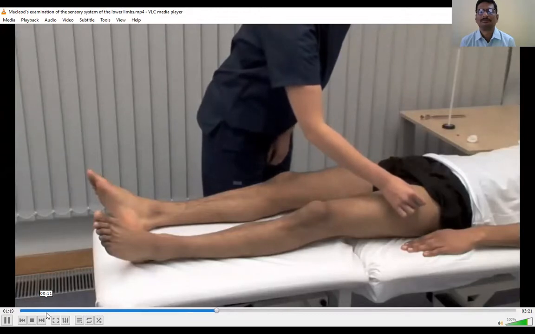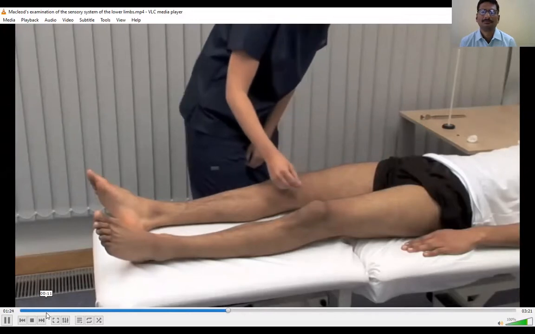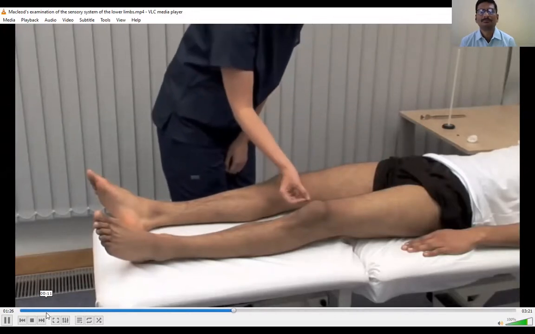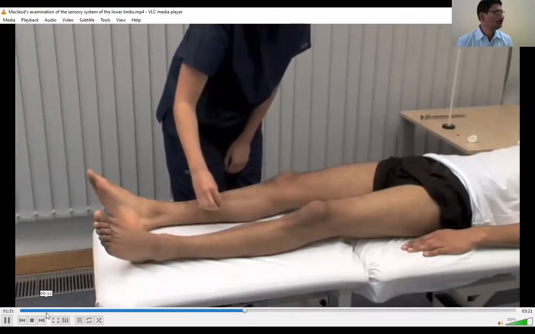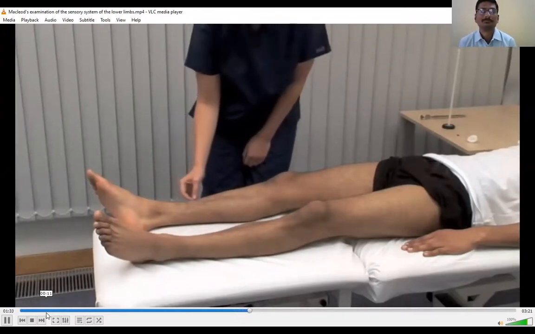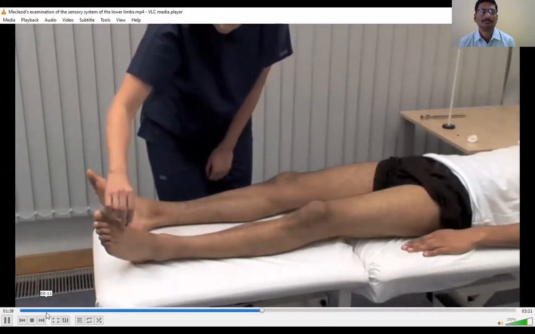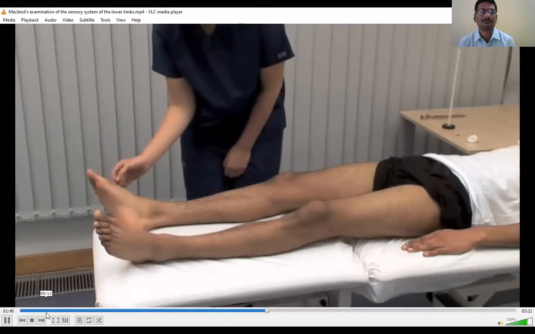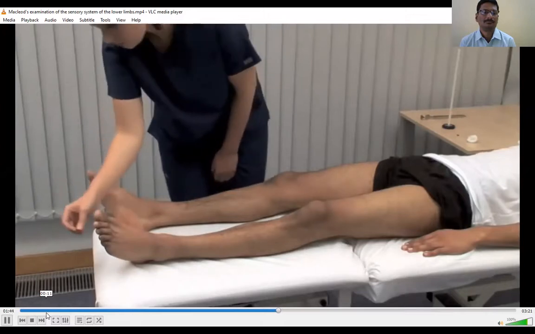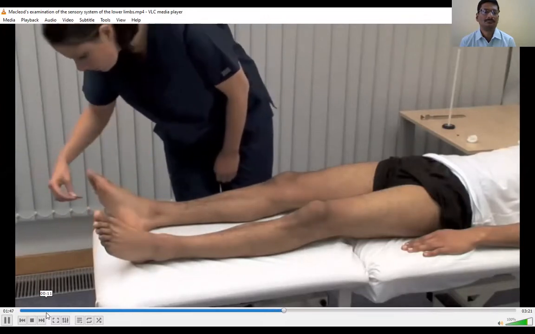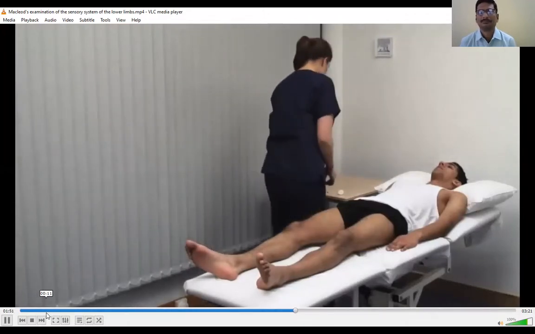L2, yes. L3, yes. L4, yes. L5, yes. L5 again, yes. S1, yes. And S1 again. Yes. Do not use a hypodermic needle and dispose of the neurological pin carefully after each patient.